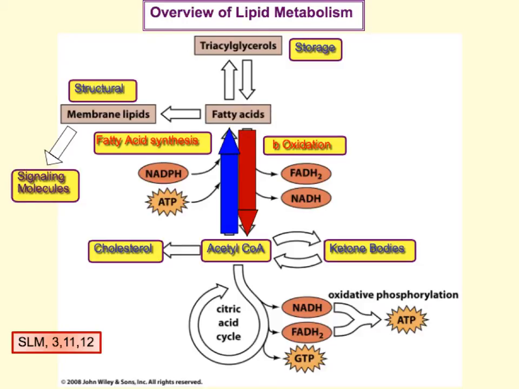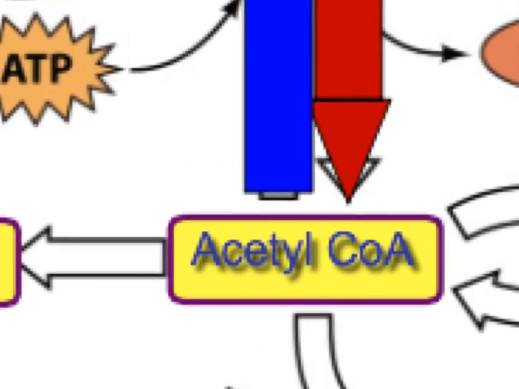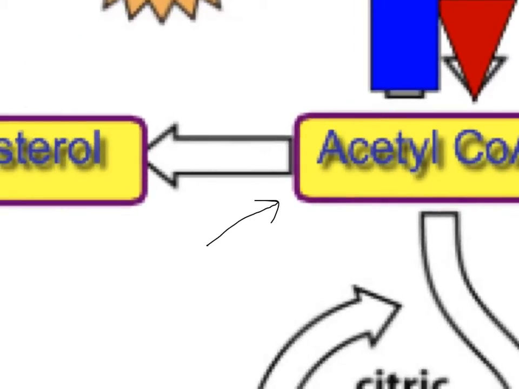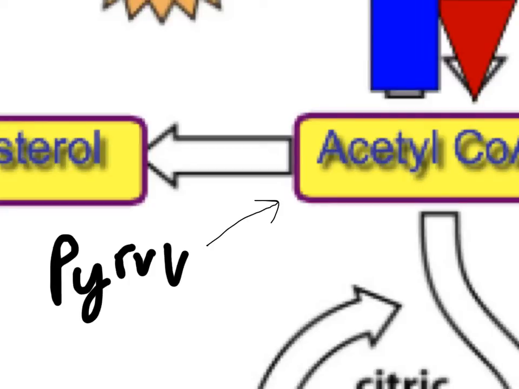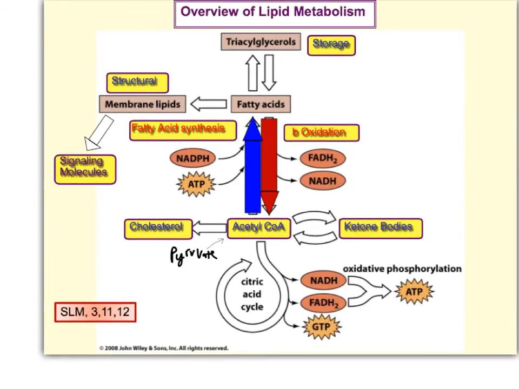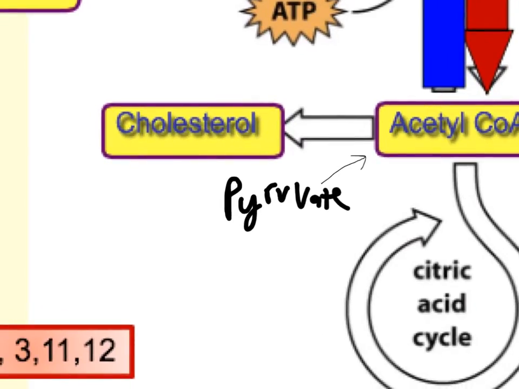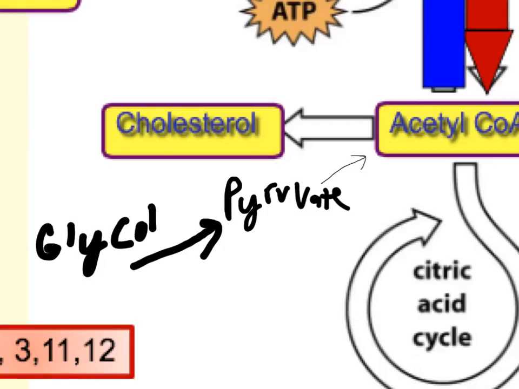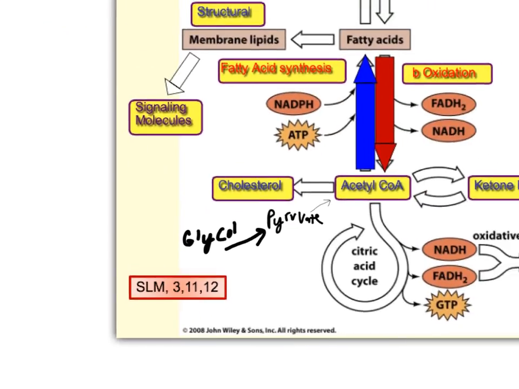Okay, so this will give us a good overview of lipid metabolism, and what I'd like to do is focus down in here on acetyl-CoA and kind of orient ourselves. I'm going to draw an arrow here, and we're going to put pyruvate in this. So pyruvate becomes acetyl-CoA as well as fatty acids. And we can actually draw another arrow going to pyruvate, and this would be glycolysis. I'll just put glycol, so that's glycolysis. And so that kind of orients us as to where we're at.